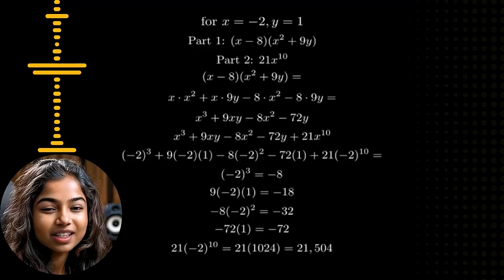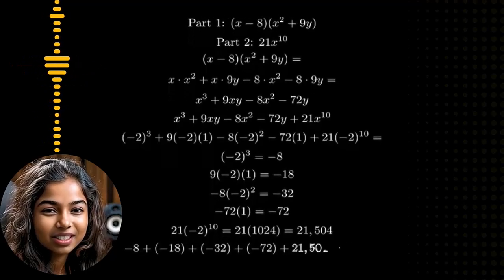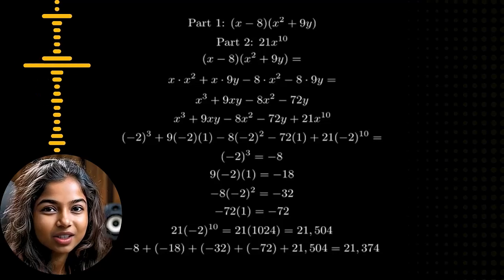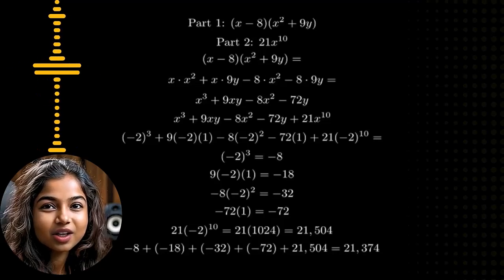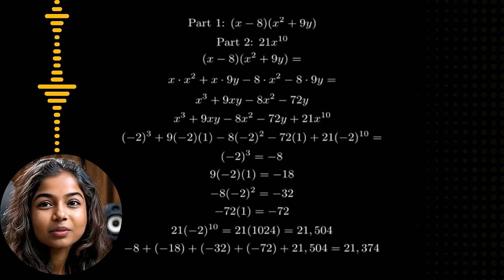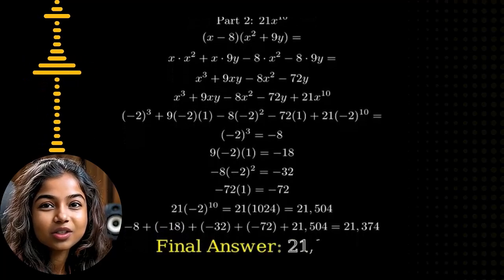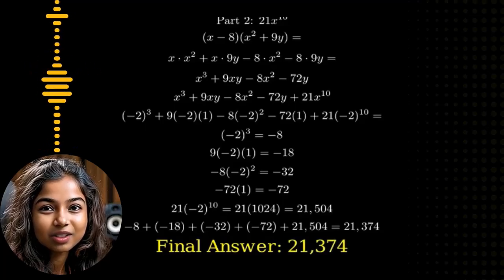Now we can add all these terms together. -8 plus -18 plus -32 plus -72 plus 21,504 equals 21,374. Therefore, when we evaluate the expression at x equals -2 and y equals 1, we get 21,374. Let's review what we did.